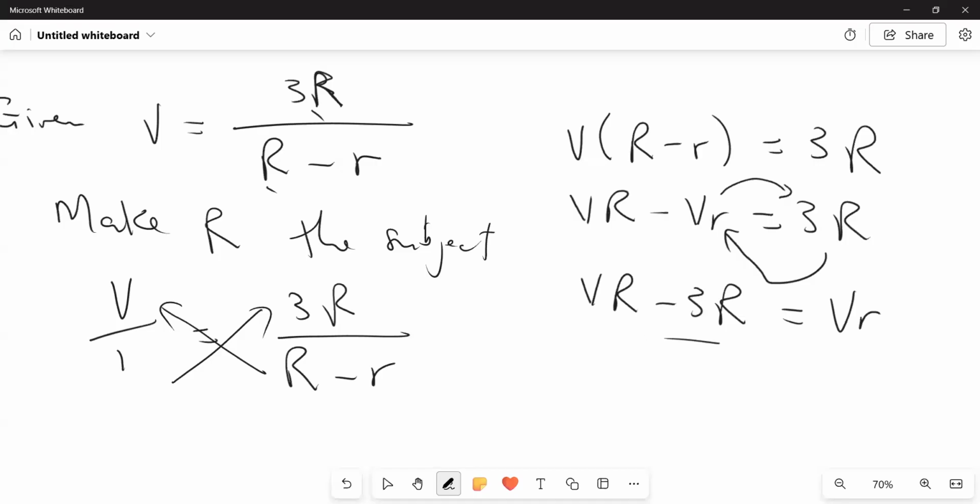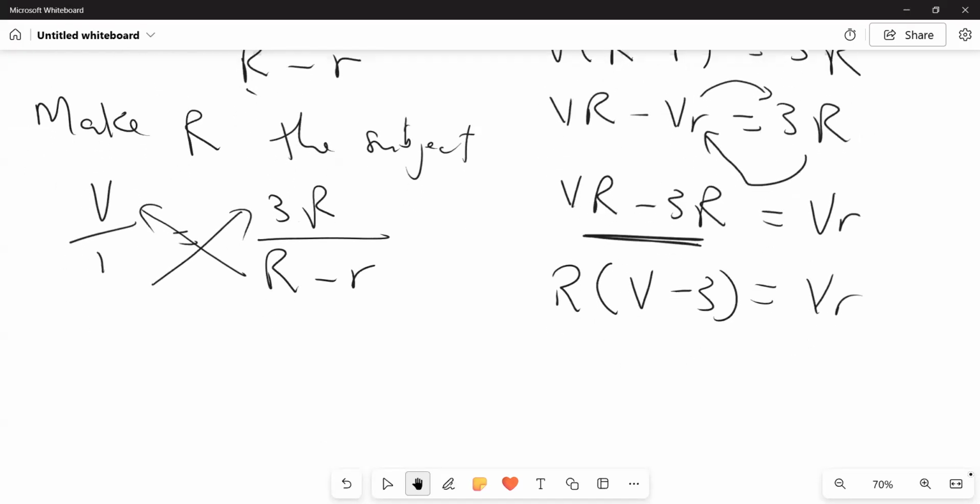Now we can use the distributive law here and bring the R outside. We have V minus 3 equal to V small r. And you know the obvious next step. Take down the V minus 3 and divide. So you get R equal to V small r over V minus 3. How does that one look? Hard, right?